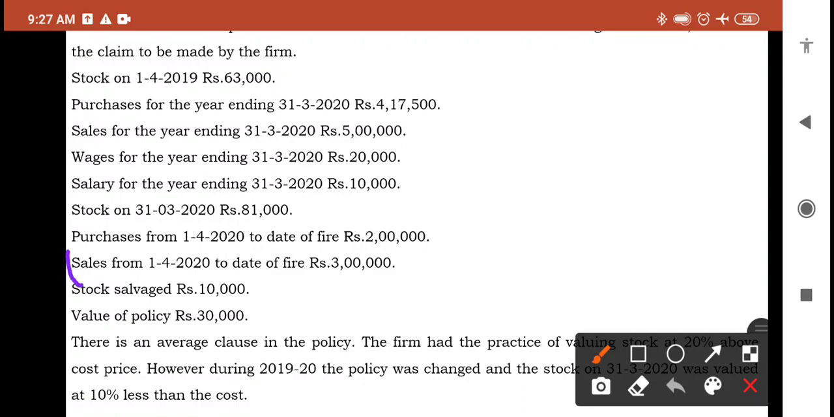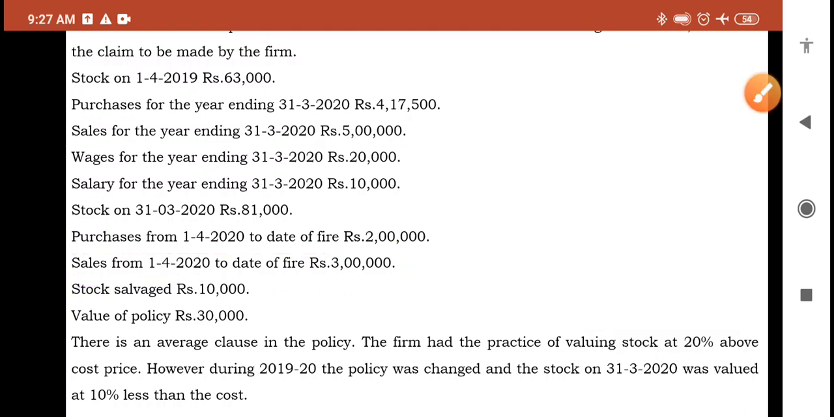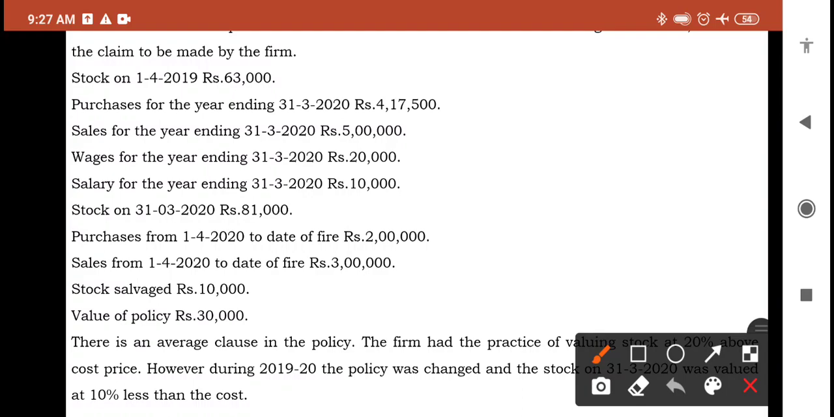So sales from 1/4/2020 to date of fire. Okay, so that should be recorded in the memorandum of trading account under the credit side. Yes. And next thing is stock salvaged. Stock salvaged means it should be considered as salvaged goods, and you should take it into consideration while calculating the actual loss of stock. You should deduct this amount.